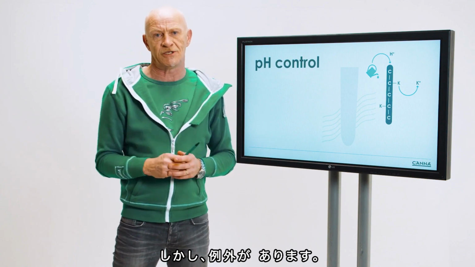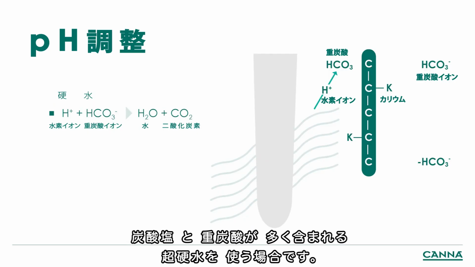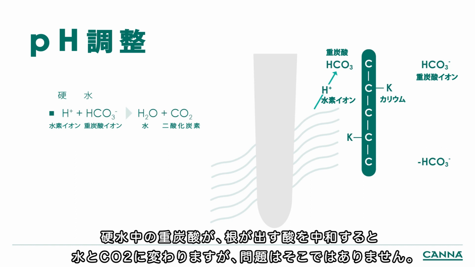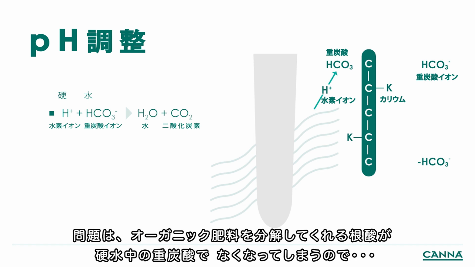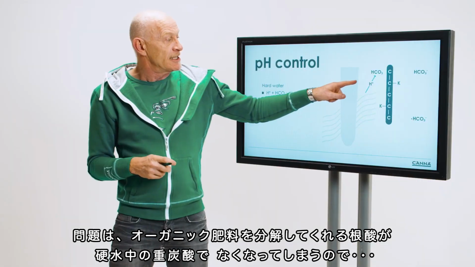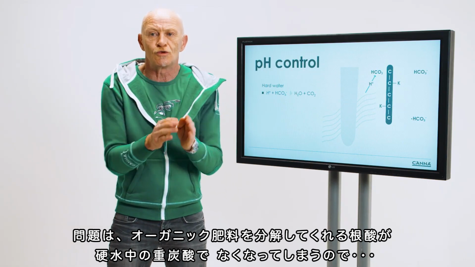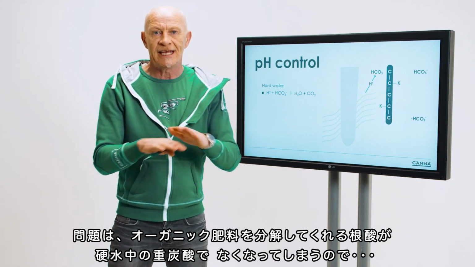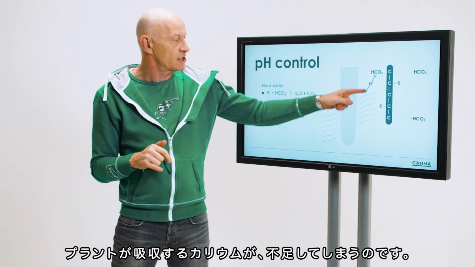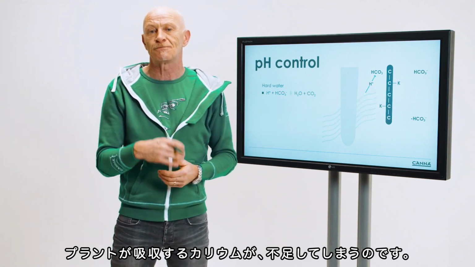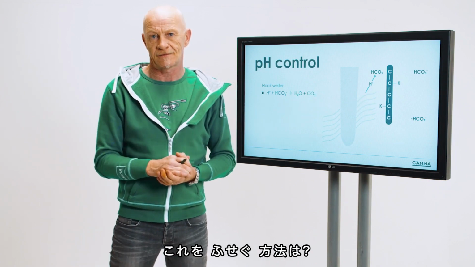But there is one exception. If you have very hard water, that hard water contains carbonates and bicarbonates. That bicarbonate can take the acid from the roots away and neutralize it. Actually, it's making water and CO2. That's not so important, but the problem is the acid which was produced by the root to break the organic structure is now vanished. That means the plant doesn't get the potassium it needed.